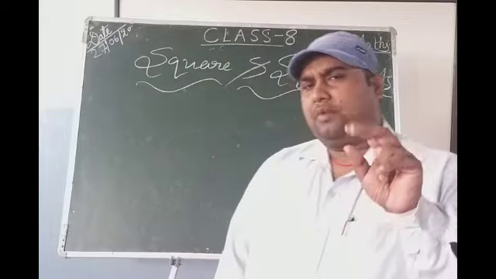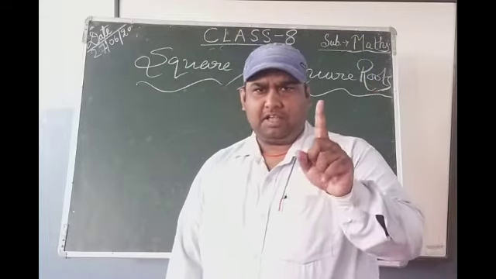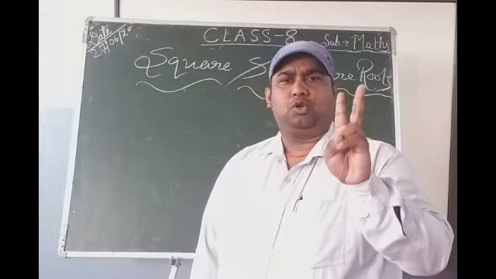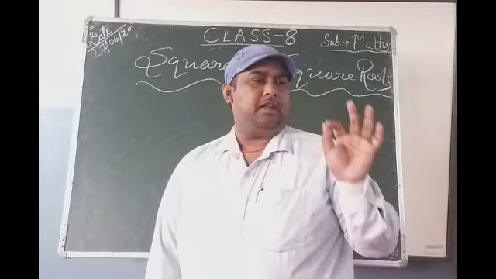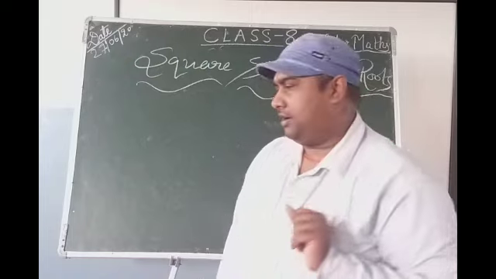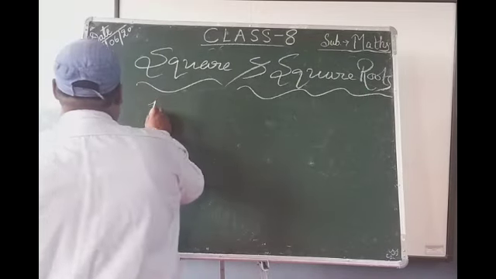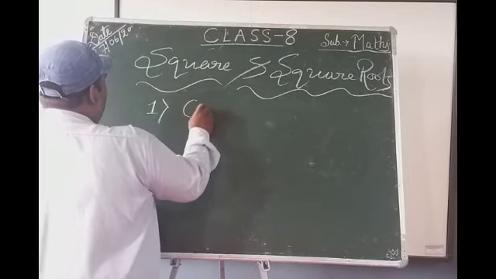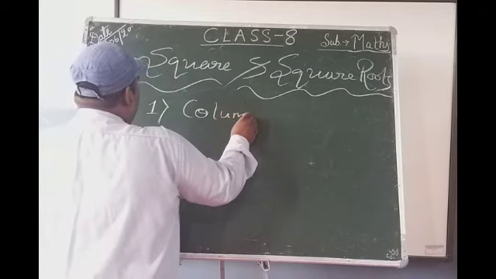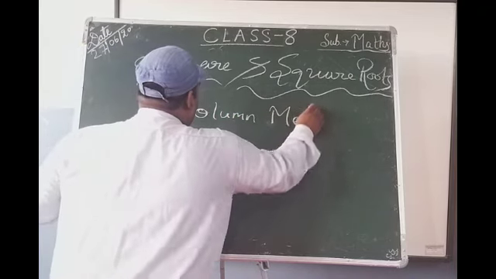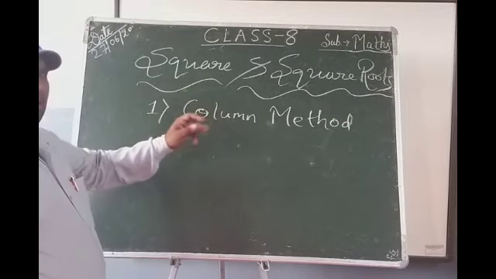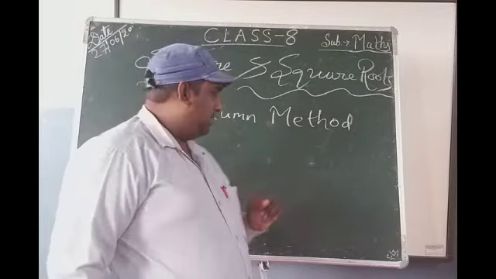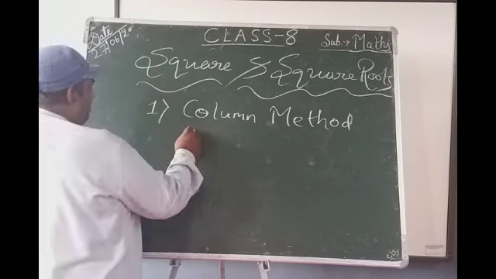Today we will learn two methods of finding a square. Number 1 is the column method and number 2 is the diagonal method. Now number 1, the column method. What is the column method? We have a formula for the column method.